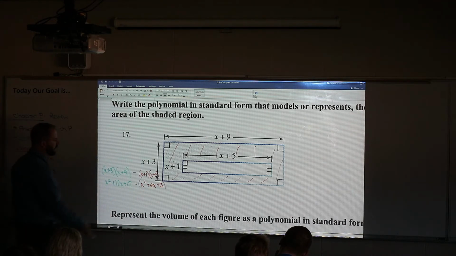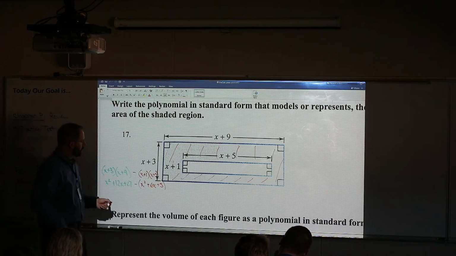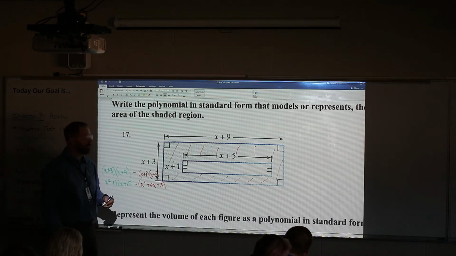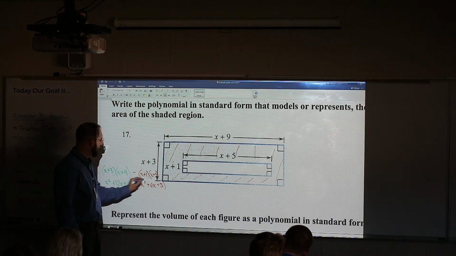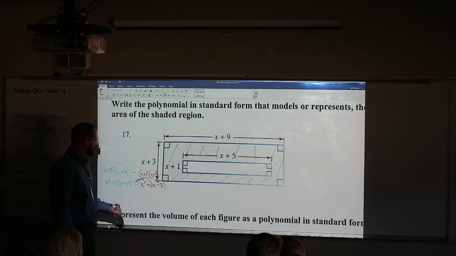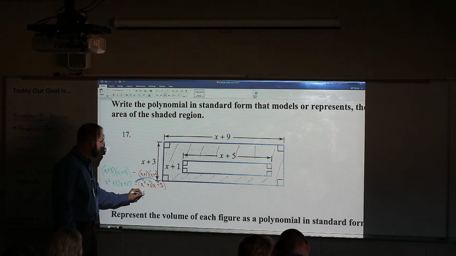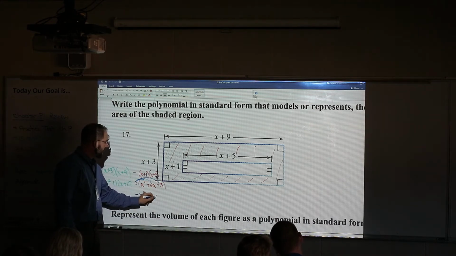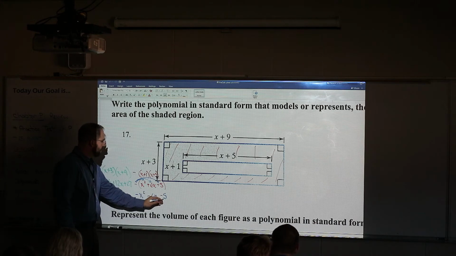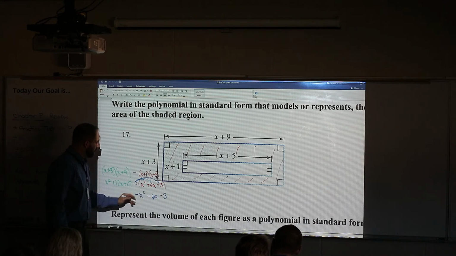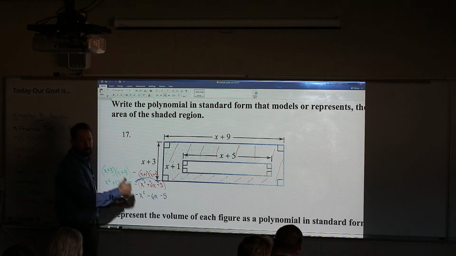And then what do I have to do with the negative sign? Yeah, distribute. The negative sign goes to the back. We have to actually distribute. So this is negative x squared minus 6x minus 5. The big thing is getting this down where you're actually distributing the numbers down. Right?